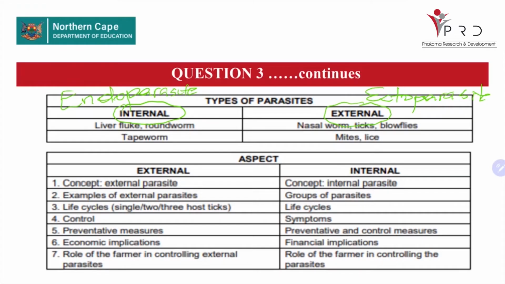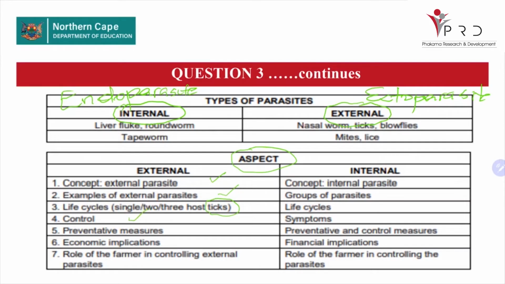Remember the reasons of handling the farm animals. So which aspects must you look at as you are preparing for your exams? If you are dealing with internal parasites, which aspects must you look at? What do you mean by external parasite? If you start with external, what are examples of external parasites? If you talk of mosquitoes, are they internal or external? Then life cycles. With the life cycles, we'll be dealing with the single host, 2 host, 3 host ticks. Ticks, it already tells you that it is an external parasite.